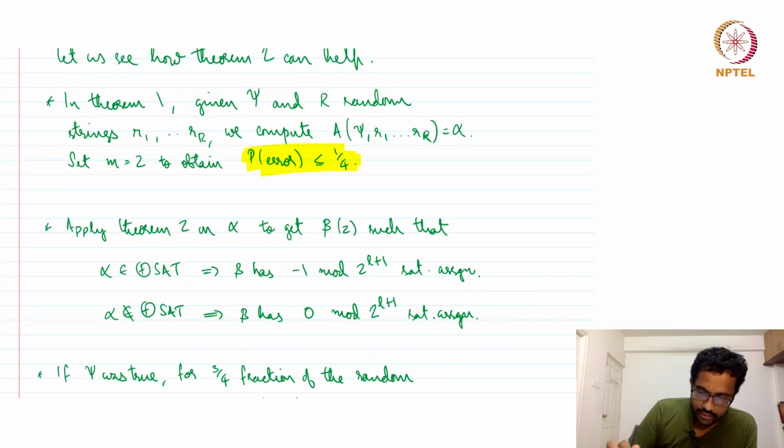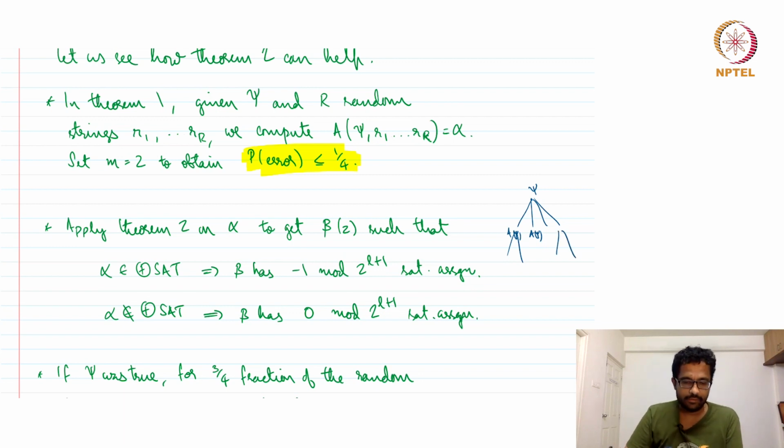Okay, so what we will do is, we have a formula, we start with psi and we have all these A psi. These are generated by different randomness, and then for each of these we will count the number of satisfying assignments and we will take the total count. So let us see what happens.